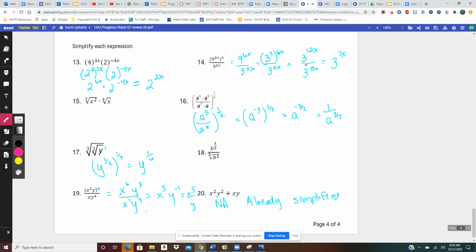So now I have the same base, and I'm going to get my simplified answer. When you are dividing, you're going to subtract the exponents. So 12x minus 5x, I'm going to get 7x.